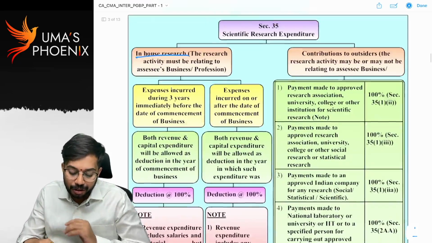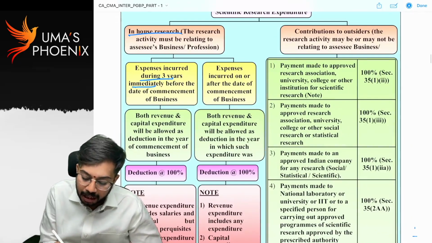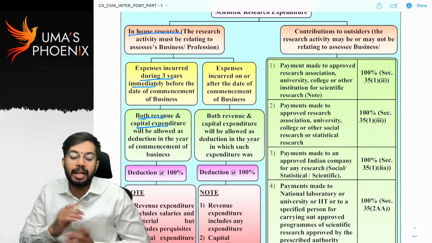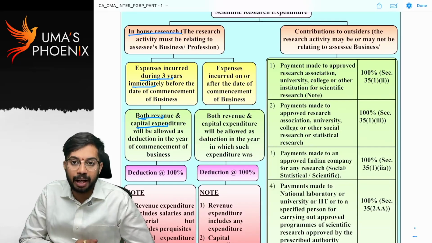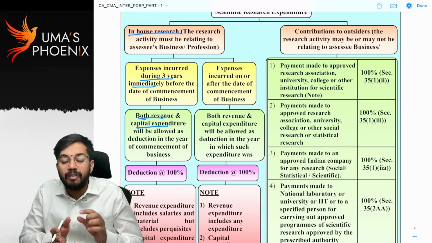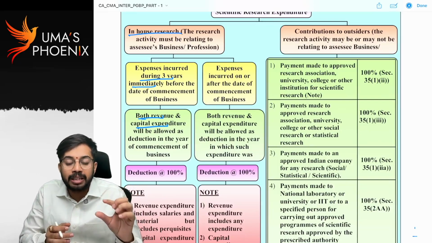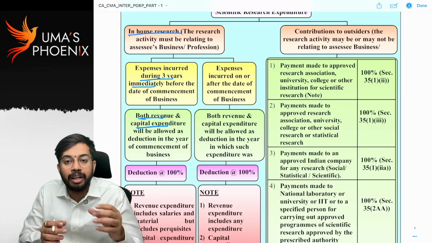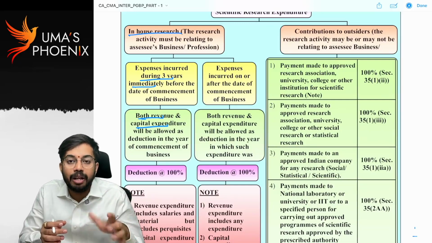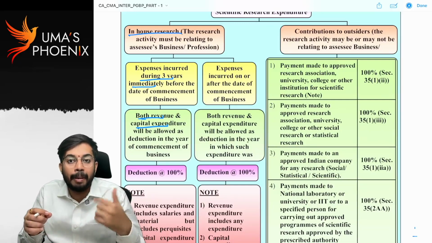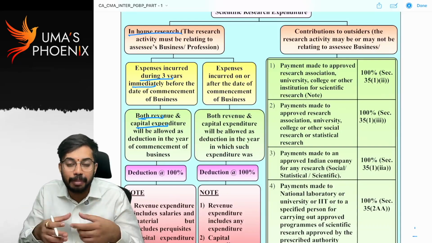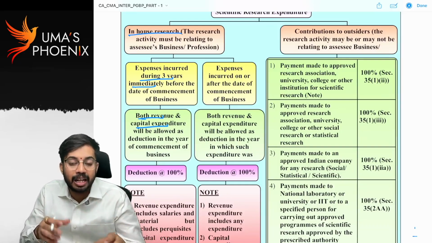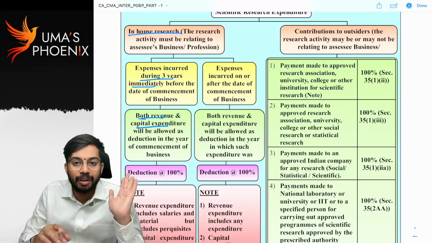Are you able to understand? So expenses incurred during 3 years immediately before the date of commencement of business, not only revenue expense, both revenue expenditure and capital expenditure will be allowed as deduction in P&L account. See, today I started a business. 1 year ago, I purchased one building. In that building, I have done research and development. For that, I have incurred certain expenses. I took some staff. They are doing research experiments. For staff, I am paying salaries, and for experiments, I purchased material. That material cost is for research. So whatever scientific research expenditure is incurred even before commencement of business, that is also allowed as deduction.